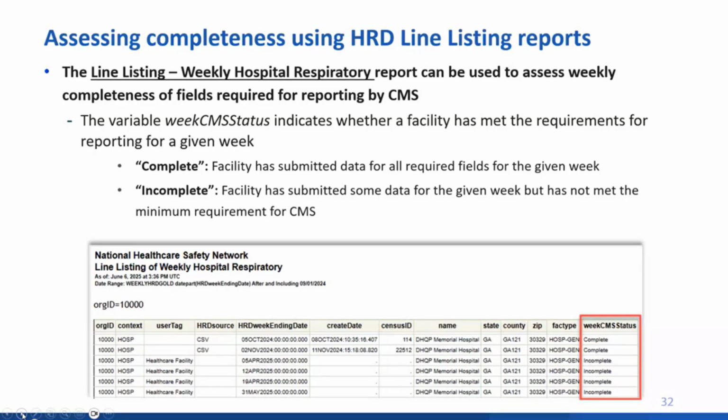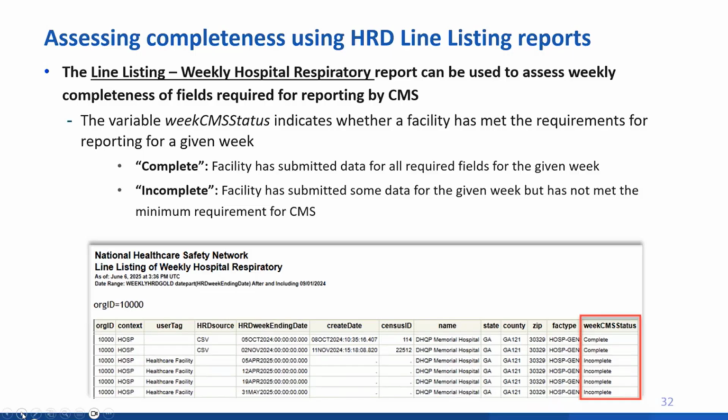So I know you are all probably familiar with the daily and the weekly reporting options for the HRD module. And I just want to remind you again that you can submit either using the daily or the weekly pathway. You will choose one or the other. You do not need to submit in both. But for those of you whose facilities are using the daily pathway, ultimately the required data will be pulled over into the weekly, and that is what completeness is assessed from. So that is why we are looking at the line listing specific to the weekly hospital respiratory report.